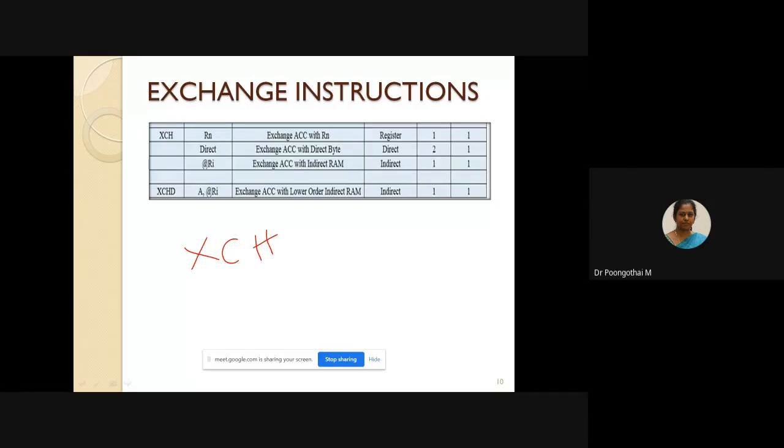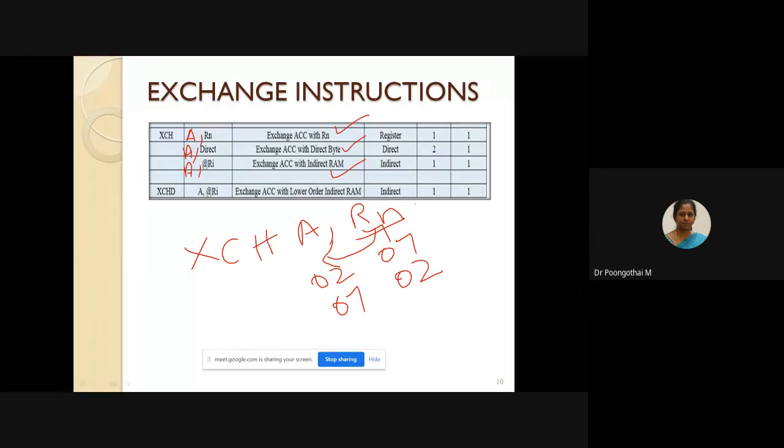So next, exchange instruction. Here A is missing: exchange A comma R, exchange A comma direct, exchange A comma indirect. A comma Rn means the content of the general purpose register is exchanged with the accumulator content. Suppose R0 has 02 and the accumulator has 07, after execution your accumulator holds 02 and Rn holds 07. Just exchanging data between registers, between memory and between memory pointers. So exchange accumulator with Rn, with direct byte, with indirect: register addressing mode, direct addressing mode, indirect.